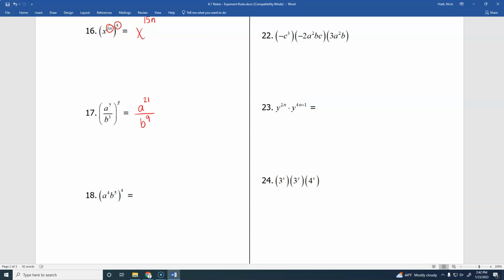Kaylee, what do you think for number 18? Perfect. So what's that going to give us? Okay. A to the 16th power and B to the 20th power. Can we put those together? No, different letters, so you've got to keep them separate.